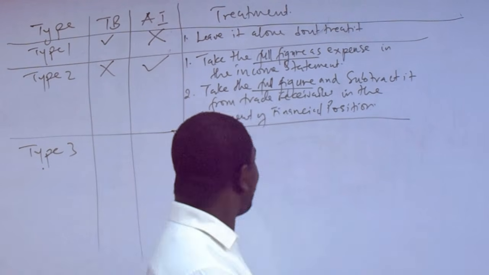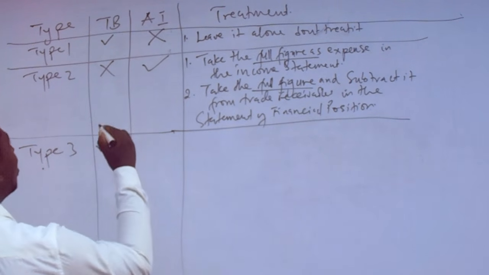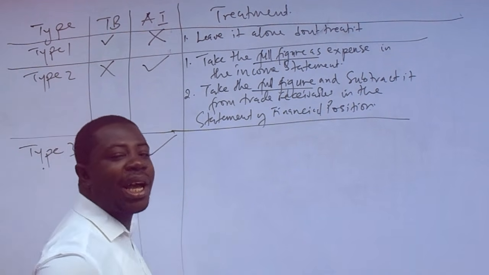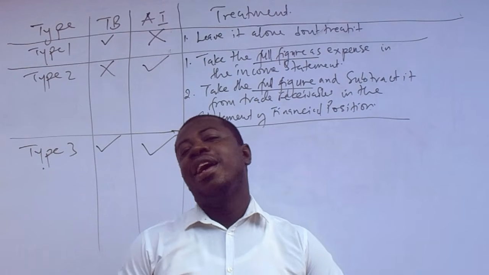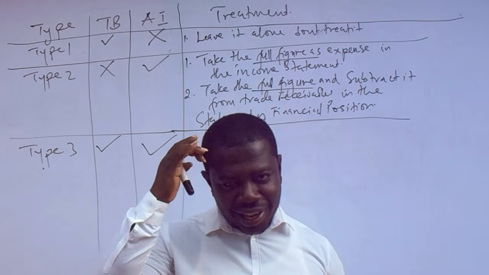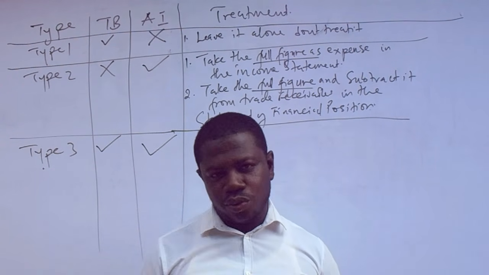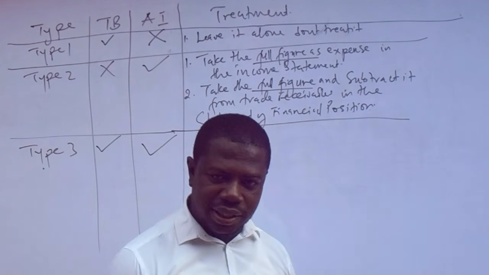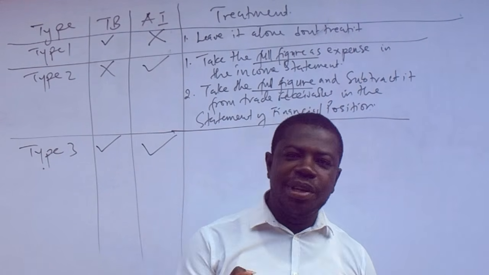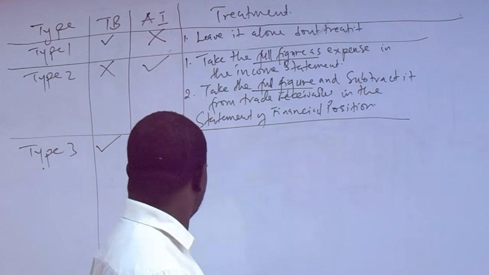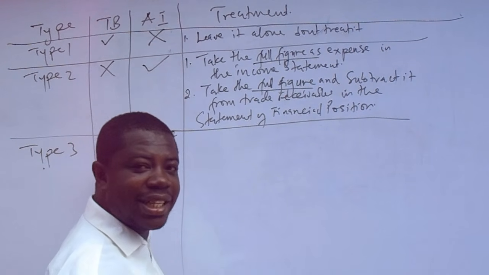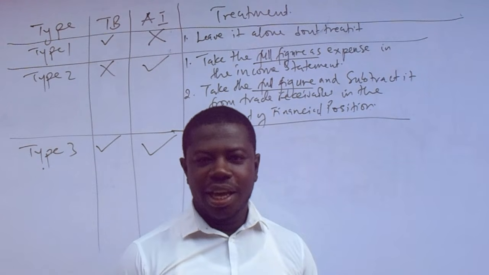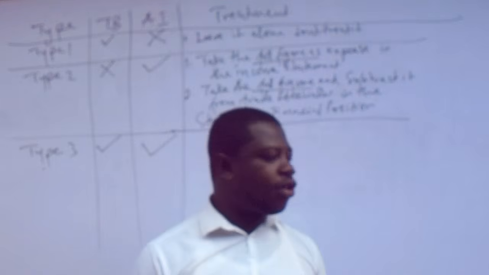Type 3 is when you have the provision in the trial balance, and at the same time you have it in additional information. And this is another area where a lot of people find it difficult to understand. Now, when you have a provision in a trial balance, and at the same time you have some in the additional information, I have already told you that what is in the trial balance is last year's provision. This is this year's provision.